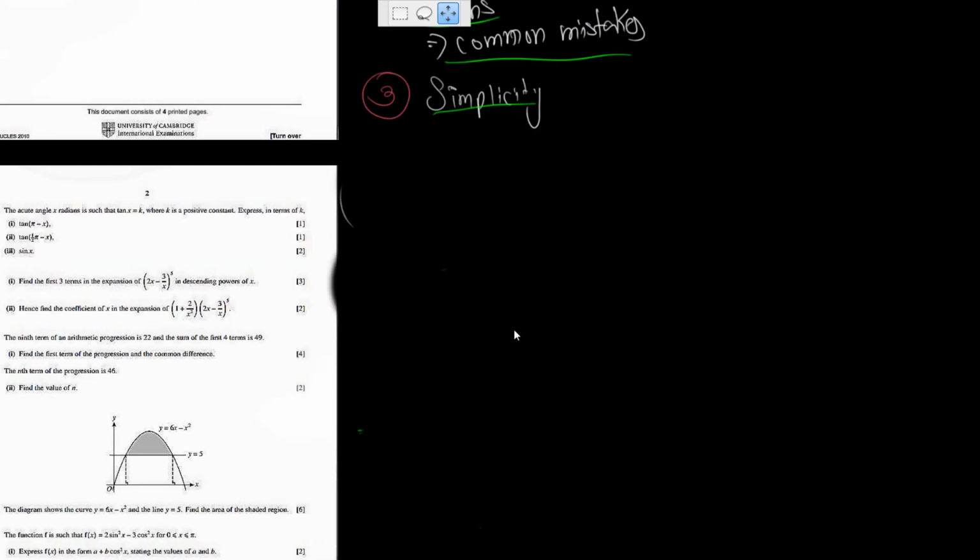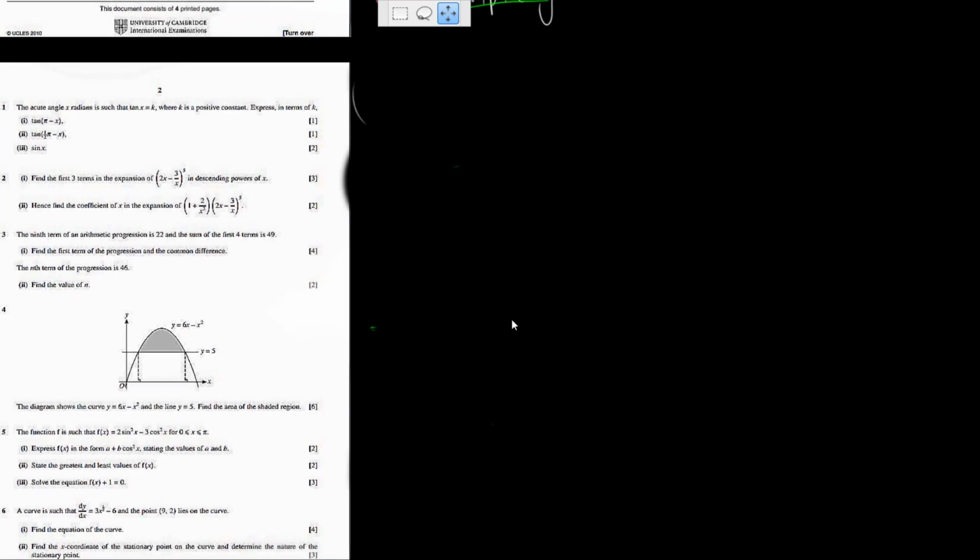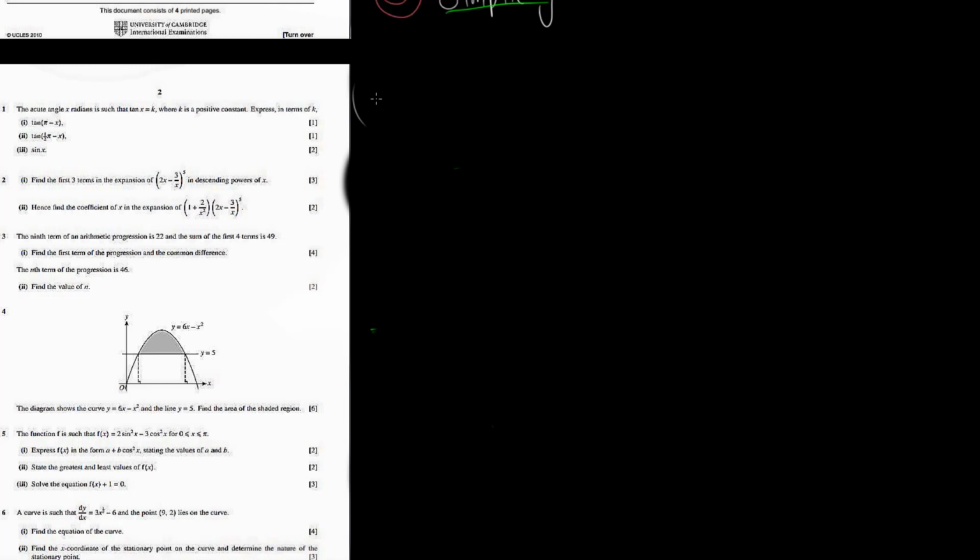So starting with our first question, this is May-June 2010 Pure Maths variant 11, or variant 1-1. The first question is: expressed in terms of radians, the acute angle x radians is such that tan x is equal to k. Basically they want us to express the different terms of 1 to 3 in terms of k, and tan x is equal to k.